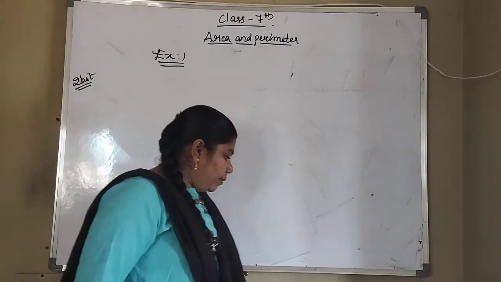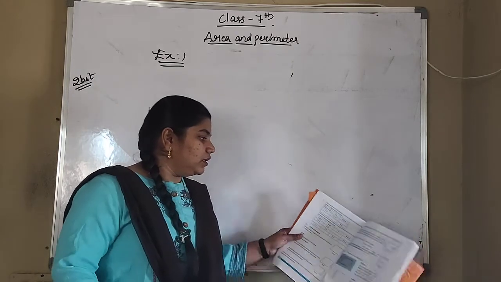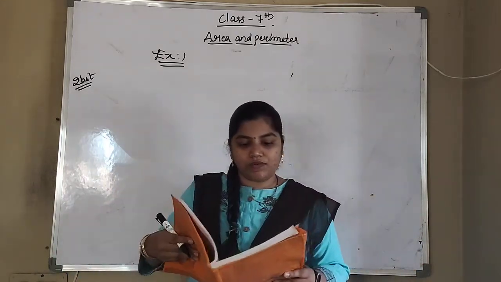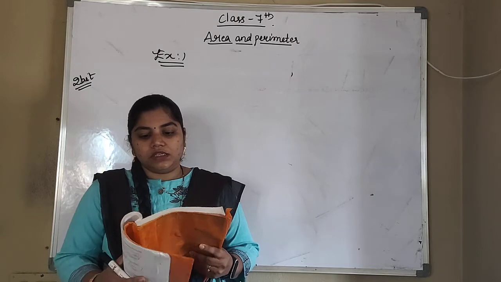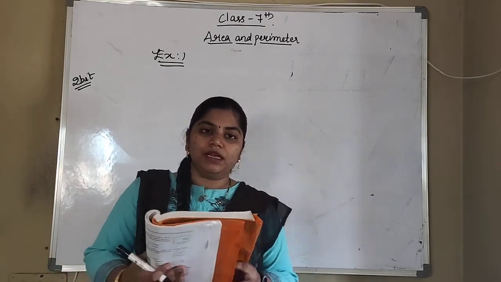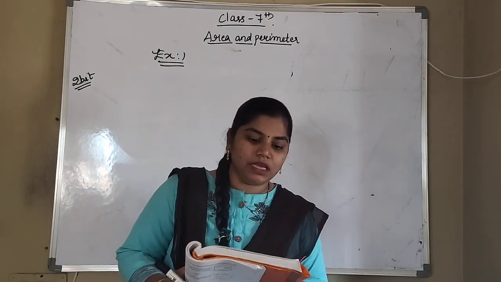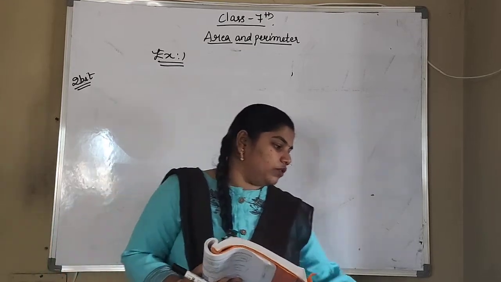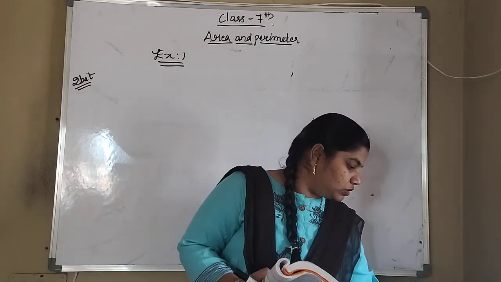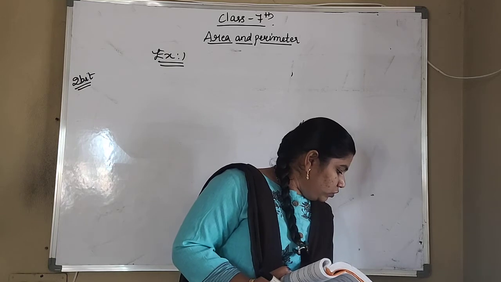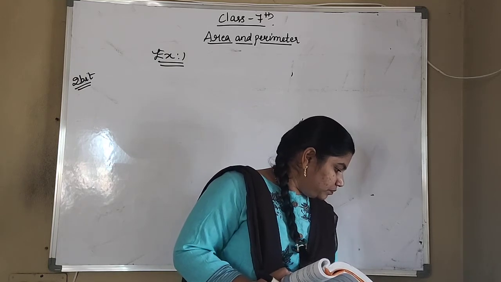Second bit: the measurements of some squares are given in the table below. They have given some measurements, however they are incomplete. We have to fill the blanks there and find the missing information. We will see how to fill that.